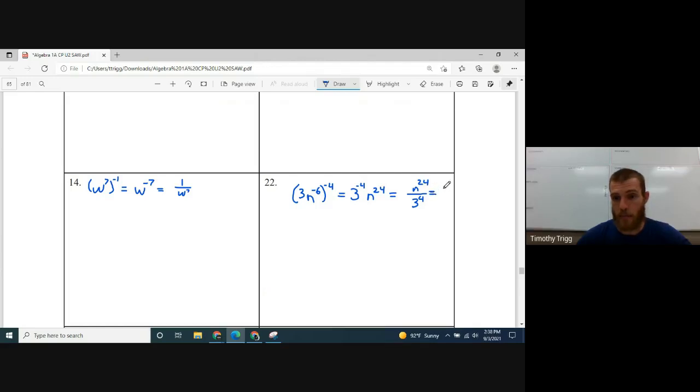And if we really want to simplify things, so this is n to the power of 24 over, what's 3 to the power of 4? Well, that means 3 times 3 times 3 times 3, that's 81.